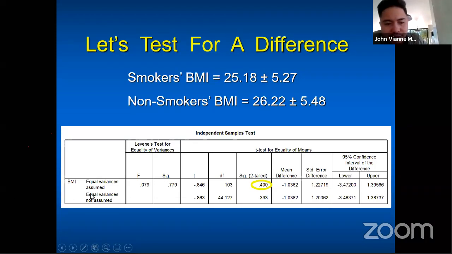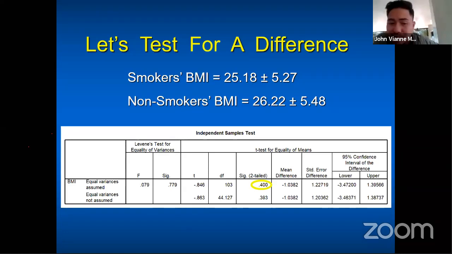So, titingnan natin ang t-test value. The t, based on the equal variances assumed, is negative 0.846 with a sig value of 0.400. Is this significant or insignificant? If you remember that the sig value is 0.400, it's greater than 0.05, which means there is no significant difference on the BMI of smokers and non-smokers because the T ratio is negative 0.846 with a P value or a sig value which is greater than 0.05.